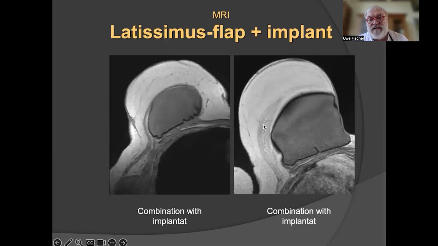And you can see on the right side, this is a situation when we look at an older latissimus flap, we have something like lipomatous degeneration, and there are only some remaining muscle parts seen on this T1 weighted imaging.